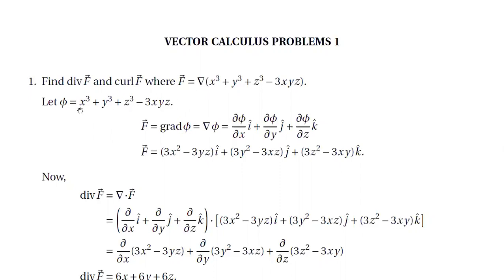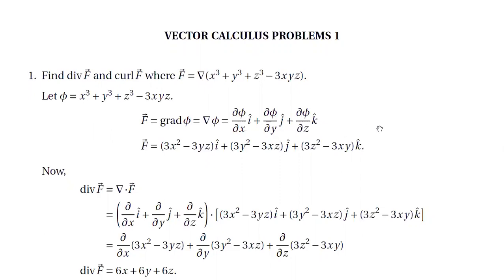Finding del of phi is nothing but calculating the gradient itself. So vector f is equal to gradient of phi, which is equal to del phi, and del phi can be calculated by using this formula, that is dou phi by dou x i plus dou phi by dou y j plus dou phi by dou z k. Let's calculate the first term, dou by dou x of phi. So partially differentiate this function phi with respect to only x.